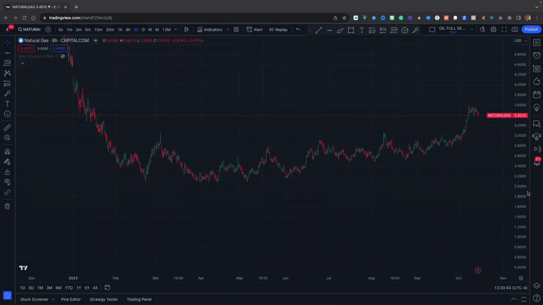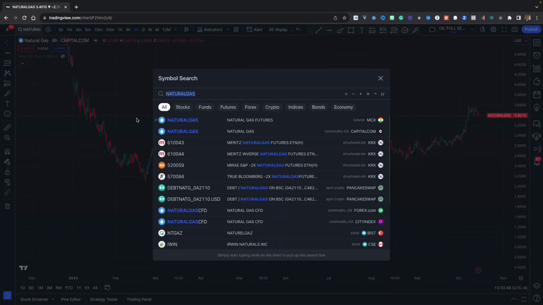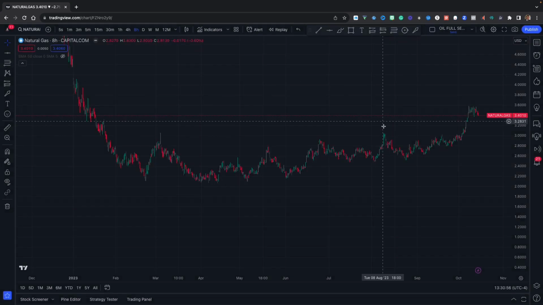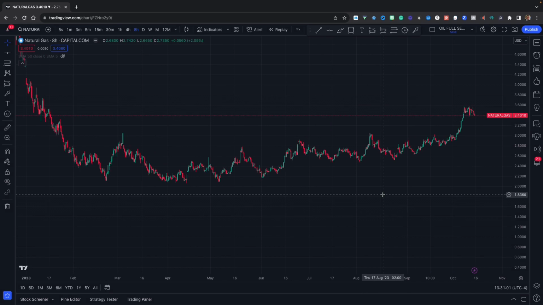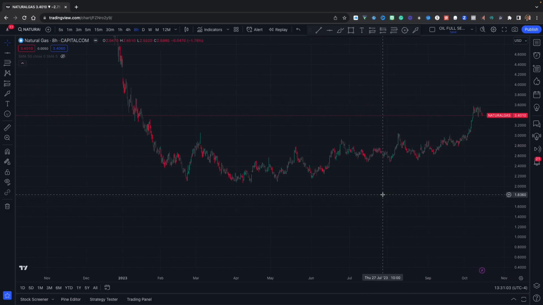For those of you that are curious, I am using the natural gas chart provided right here by capital.com in case you want to use this chart, or maybe if your chart looks a little bit differently, especially the pricing. I just wanted you to know which chart I am using for this analysis. So I'm going to approach this the exact same way.